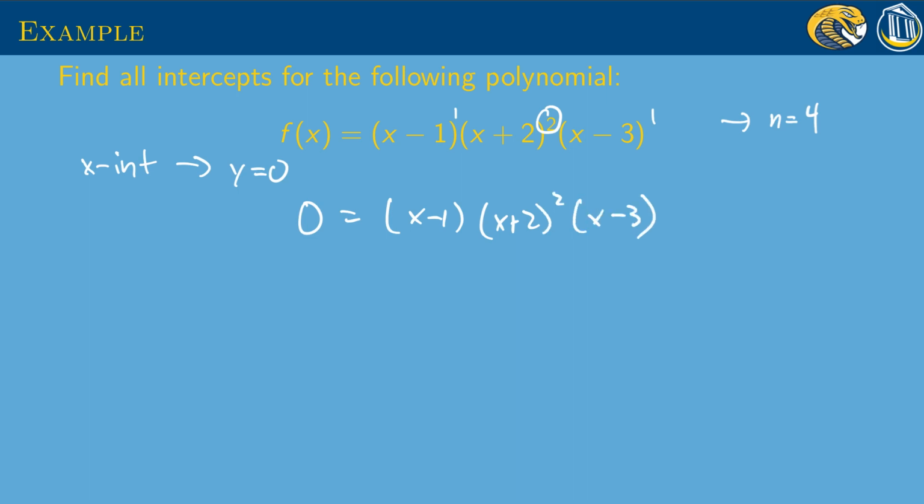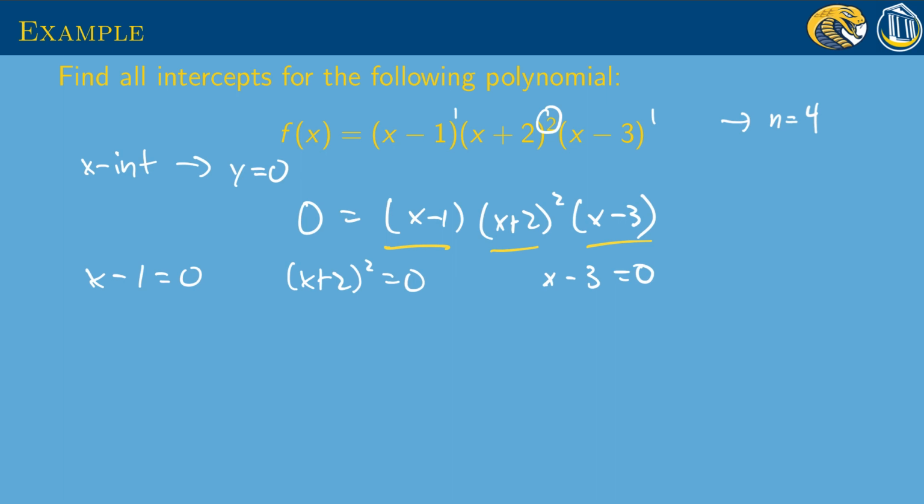At this point, we want to solve for x, and we'll notice that since this is already factored, this is actually pretty straightforward. Either this term has to be 0, this term has to be 0, or this term has to be 0. So let's write out those cases. X minus 1 equals 0, or x plus 2 squared equals 0, or x minus 3 equals 0.